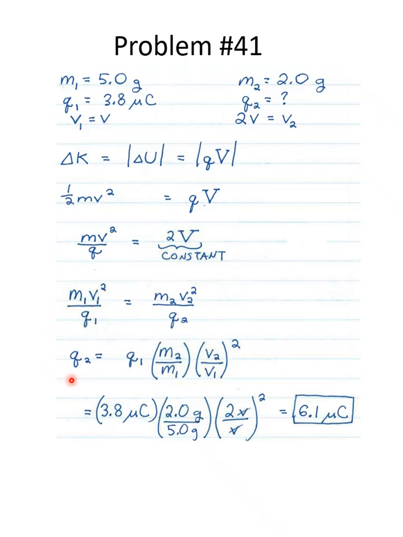So we set up these ratios so that Q2 is equal to Q1 times the ratio of those masses. Just make sure you do the algebra properly and get them in the right order: M2 over M1 times V2 over V1, squared. And then we just plug everything in. So 3.8 microcoulombs times 2 grams over 5 grams times 2V over V. The V, that speed, cancels. All that we're concerned with in the parentheses is that factor of 2 squared, and we get a charge of 6.1 microcoulombs.